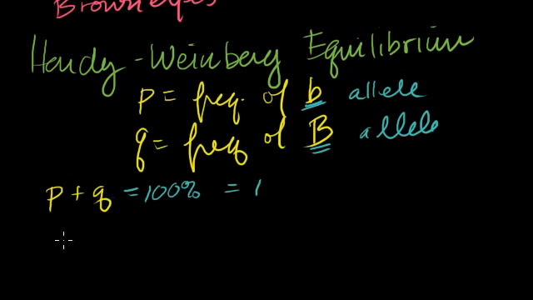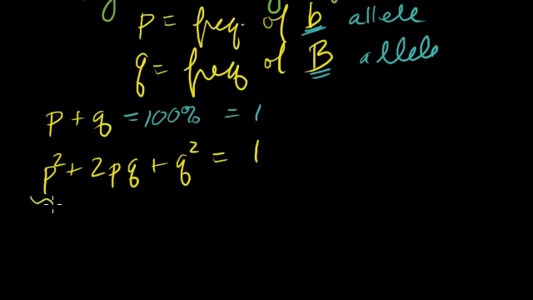If we square both sides of this equation, you get P plus Q squared is P squared plus 2PQ plus Q squared, and the other side is equal to 1 as well. What does this tell us? What is P squared? It's the probability that I get 2 of the lowercase blue alleles. I have to get a lowercase b from my first parent, with the probability of P, and then a lowercase b from my second parent with the probability of P. So it's P times P, so that's P squared.